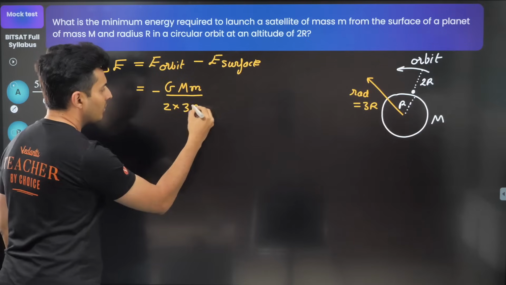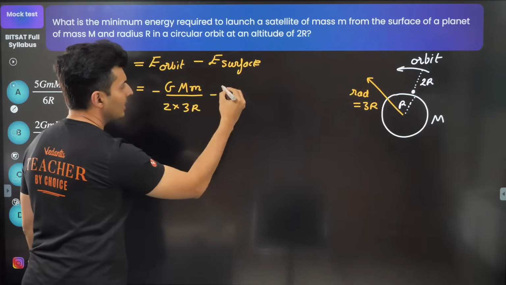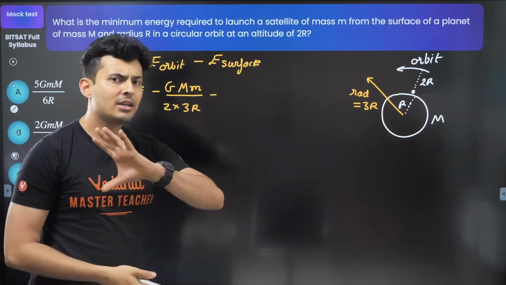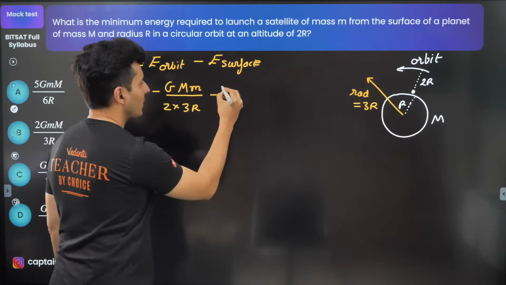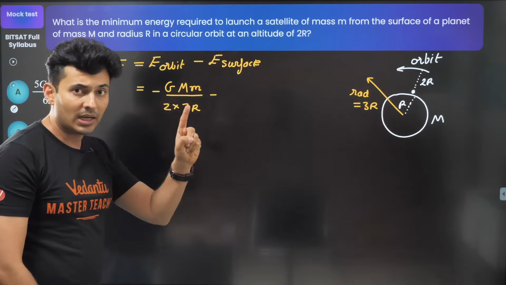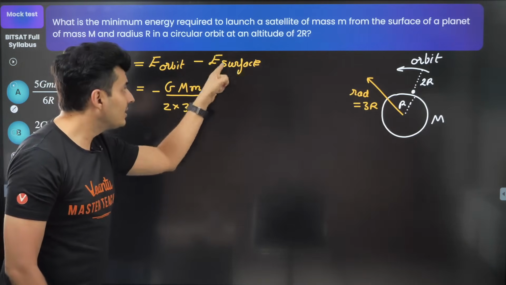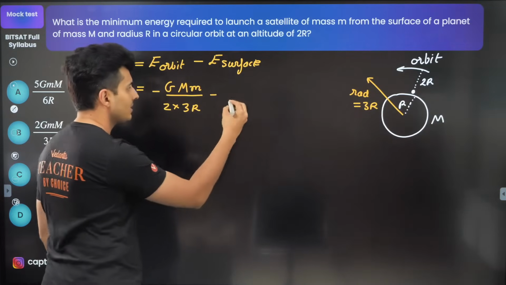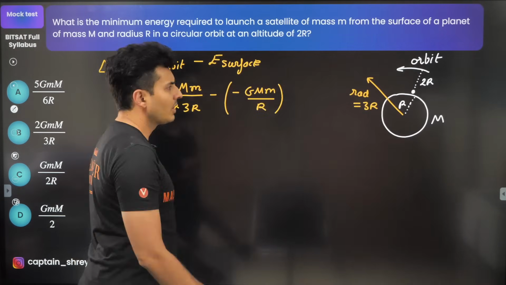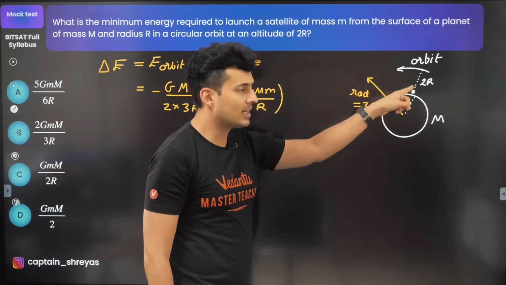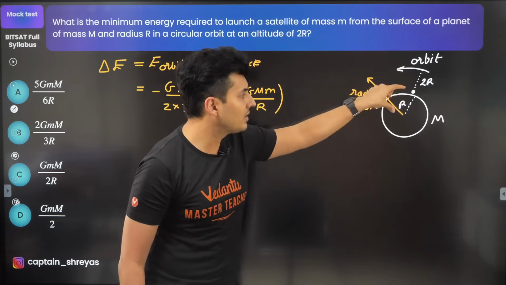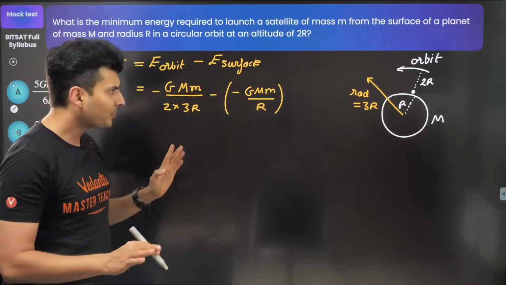Let's put 3r over here. The energy on the surface is purely potential in nature because the satellite is at rest; there is no kinetic energy as such. So do not use this formula here, as it is only applicable for satellites in orbit, where the energy is a combination of kinetic and potential. This energy will just be potential because it is at rest. So it will be minus GMm divided by r, because the distance of the satellite from the center of the planet is just r. You assume the planet as a point mass. Separation is r, so that's why minus GMm by r.